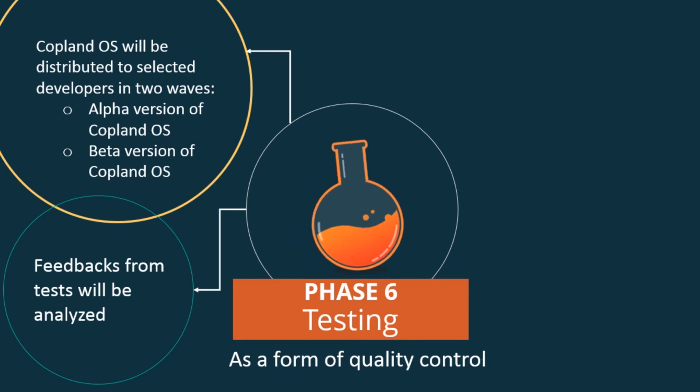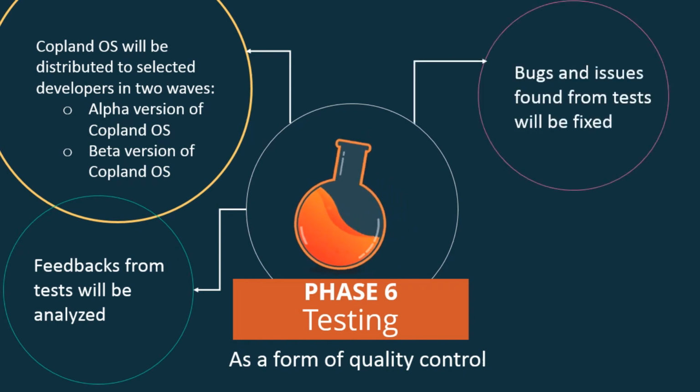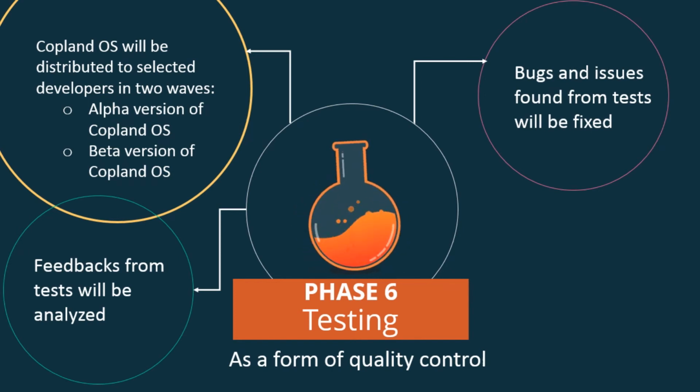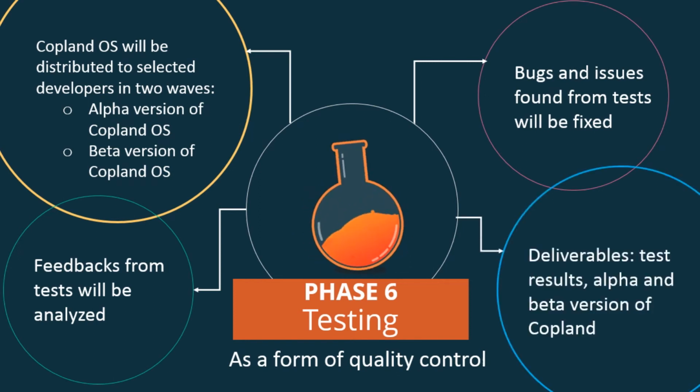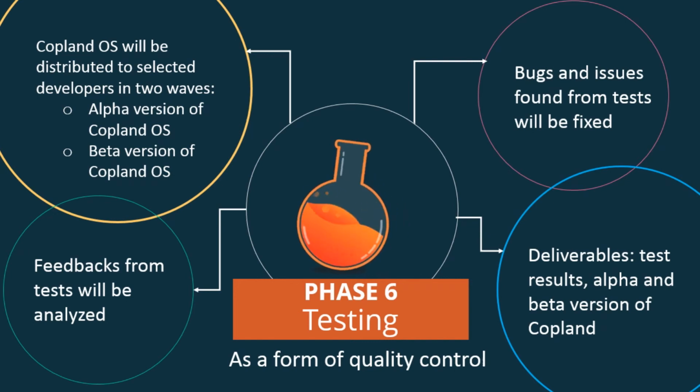We will continue with the beta version of the OS and distribute it to a wider range of developers. The results will be analyzed again. Hopefully, with an alpha and beta version of the operating system, Apple can remove most of the bugs and issues of the product. The deliverables here are test results, alpha version of Copland OS, and beta version of Copland OS.